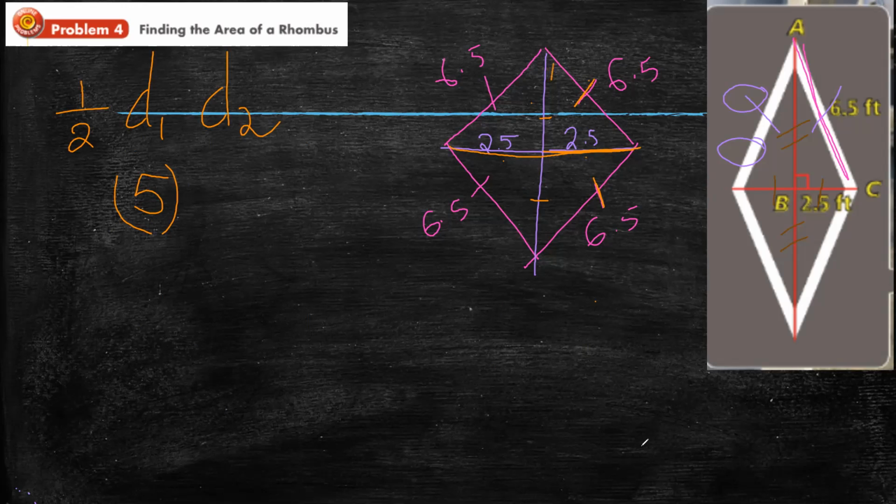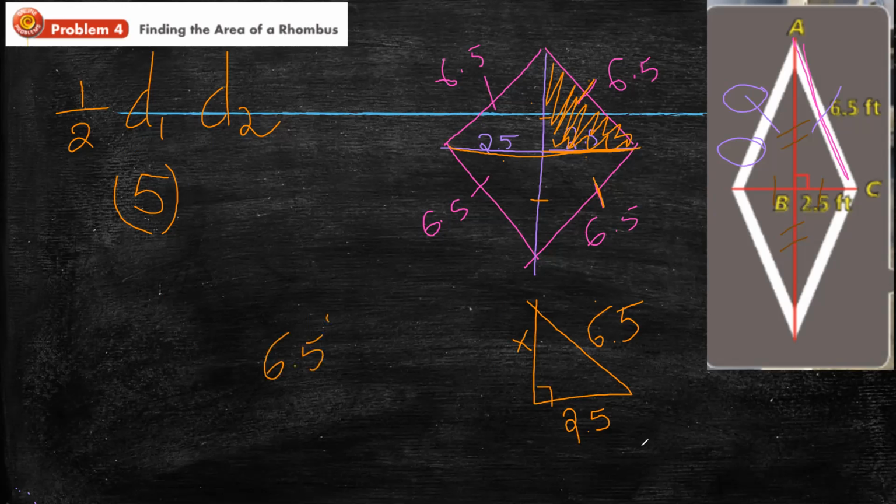I want you now to look at this triangle here. For this triangle, here we have 2.5 and here we have 6.5. Is it right? Yes. So I need now to find x. How can I find x? By the Pythagorean theorem. So 6.5 squared equals 2.5 squared plus x squared. 6.5 squared minus 2.5 squared is 36. So x is 6.